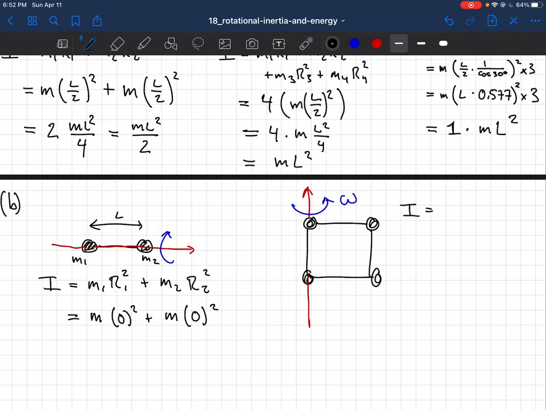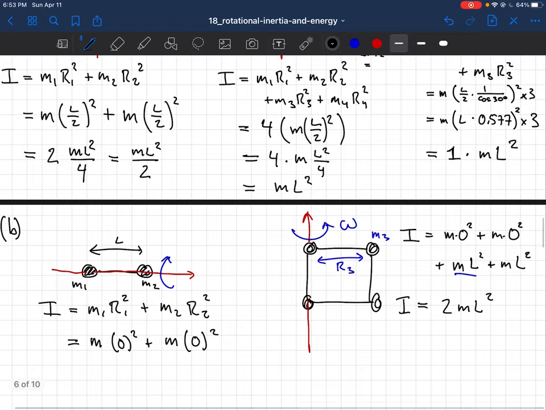So our moment of inertia is going to be equal to m times 0 squared plus m times 0 squared for the first two. And then we add to that m times L squared plus m times L squared for the other two. So this is like R3, and this is M3 here. So that's what gave me this term here. So our moment of inertia is 2 mL squared.